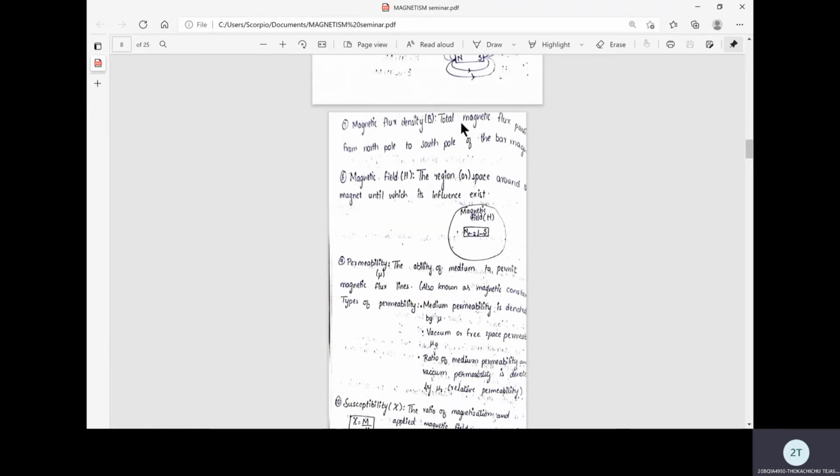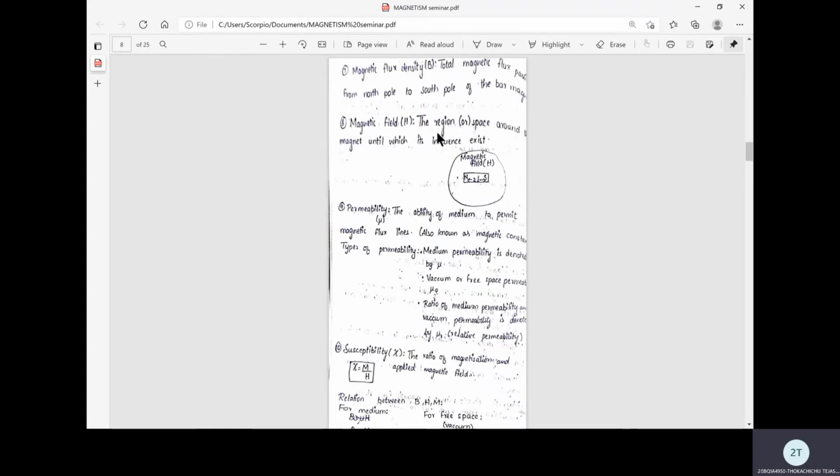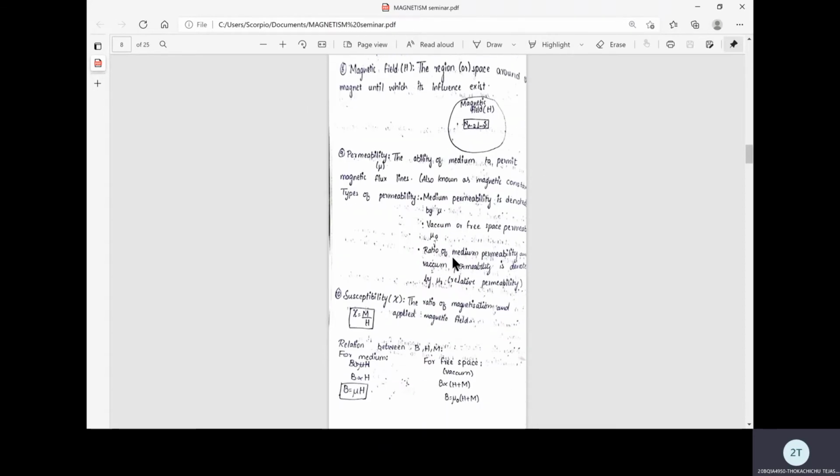And magnetic flux density, that is the total magnetic flux passing from north pole to south pole of a bar magnet. That is, this total amount of flux is nothing but magnetic flux density. And magnetic field is the region or space around the magnet until which its influence exists. That is, up to how far these flux lines extend is nothing but magnetic field.